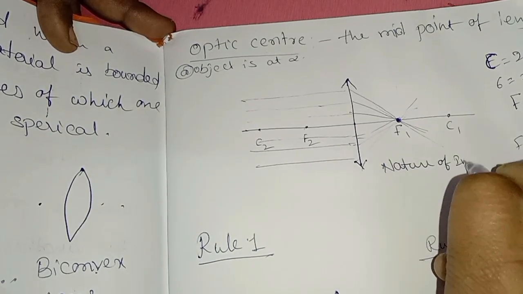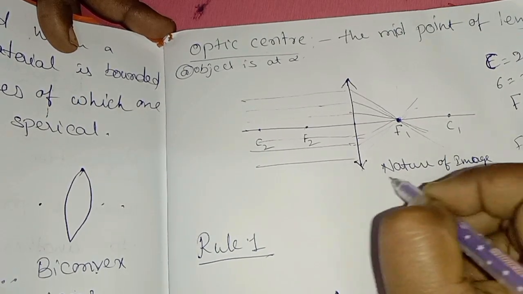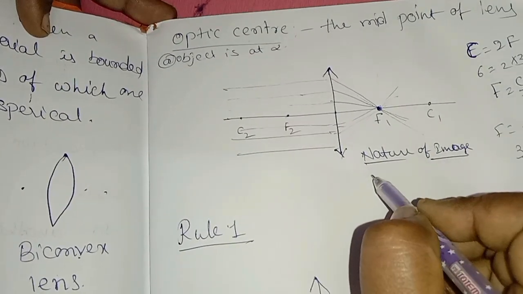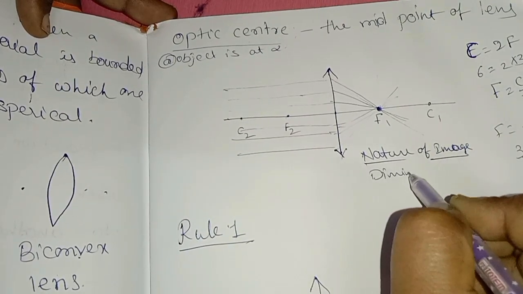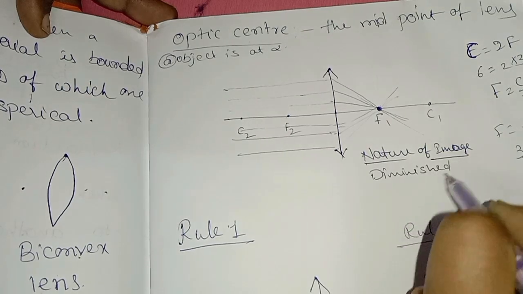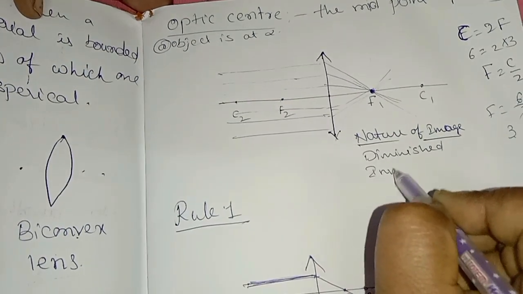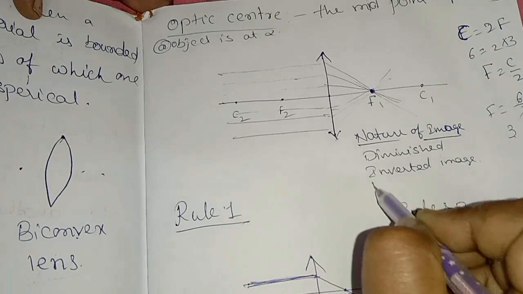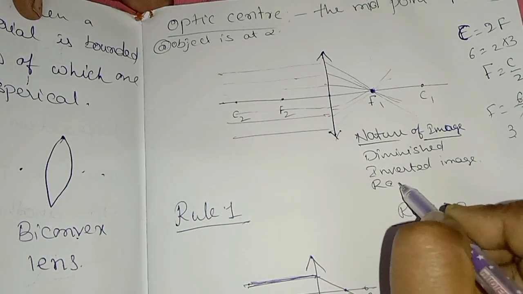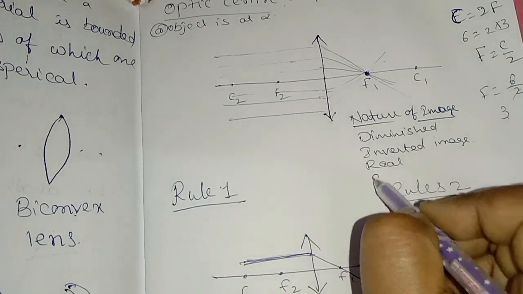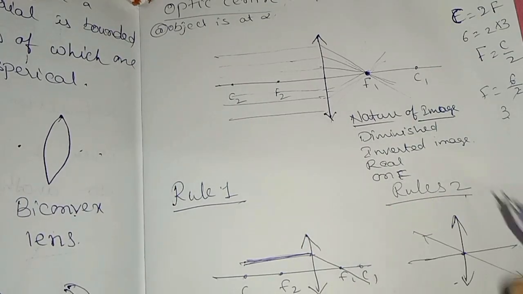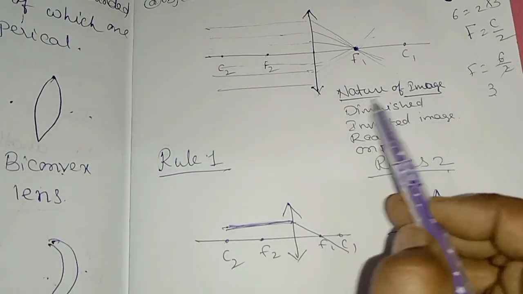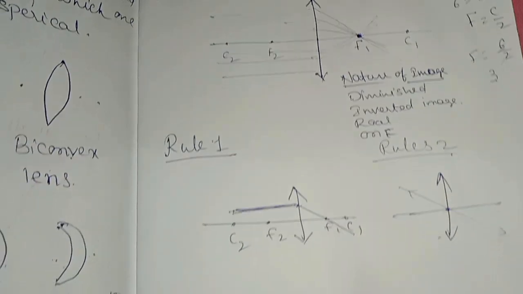Nature of the image you have to write as we discussed in the first lesson. Every time you have to write the nature: it is diminished and inverted. You will always get an inverted image. It is real, so we are getting the image on the screen, right? It's a real image on F. Location is on F. Clear? These are the nature or characteristics of the image. Okay? Right.